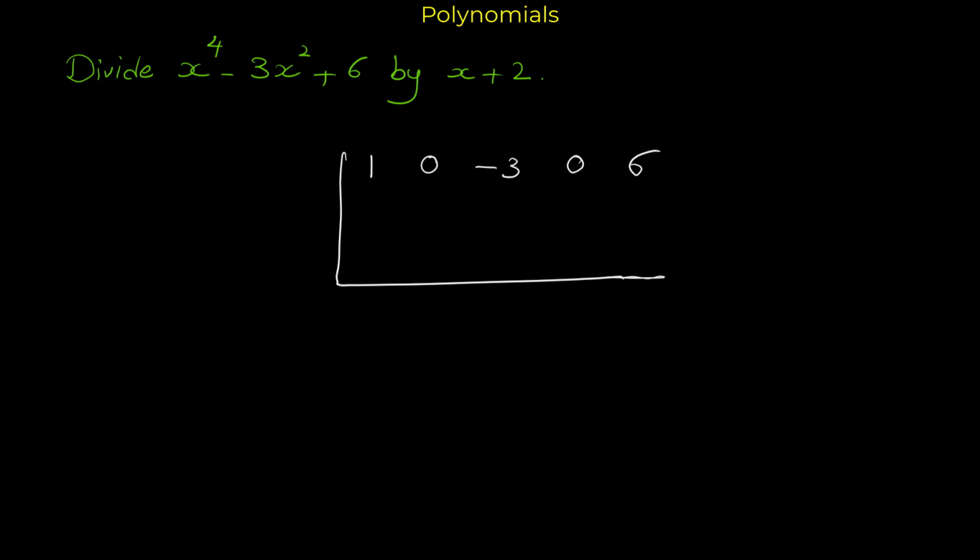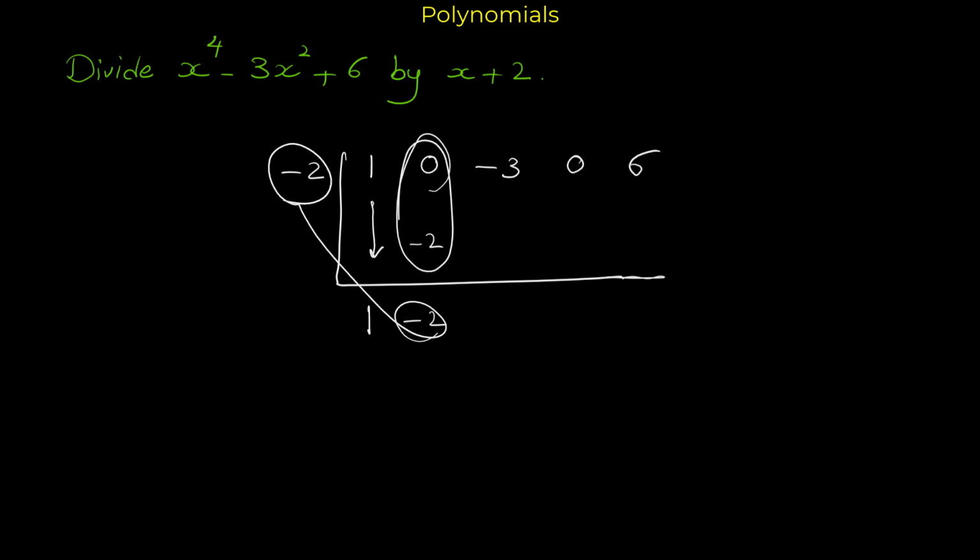And for x plus 2, what number do we have to put here? Always the opposite sign of the number that appears in the division. Here we have x plus 2, so what number do we have to put here? Negative 2. Exactly. Now let us start the process. We drop this 1, multiply 1 by negative 2, it would be negative 2. Add this by this, negative 2. Multiply negative 2 by negative 2, it would be 4. Add, 4 plus negative 3 is 1.